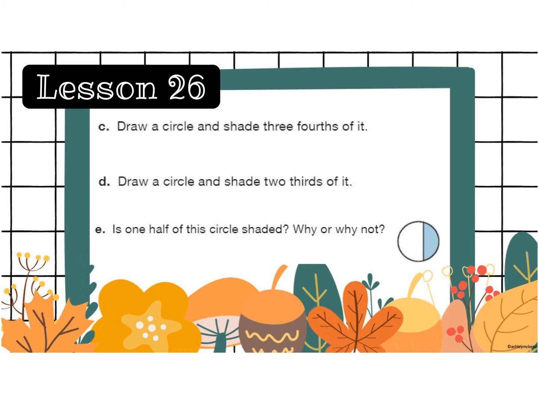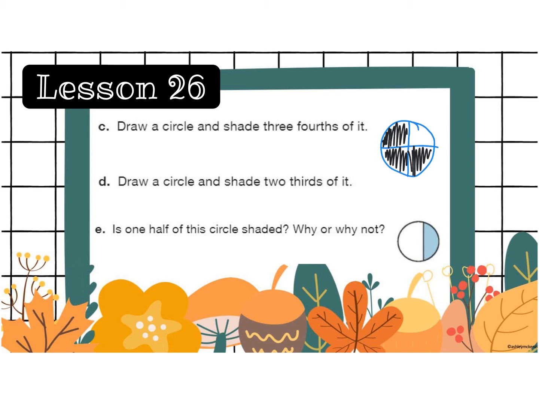Draw a circle and shade 3/4 of it. Here's my circle. I'm going to split it into 4 equal parts. That won't work because some of them aren't even. So I'm going to split it this way, and I'm going to shade 3/4. That means 1, 2, and 3.